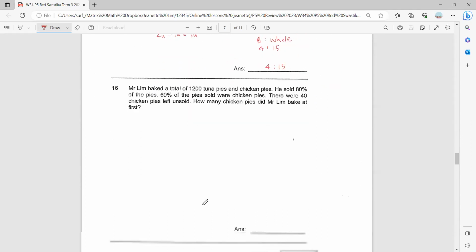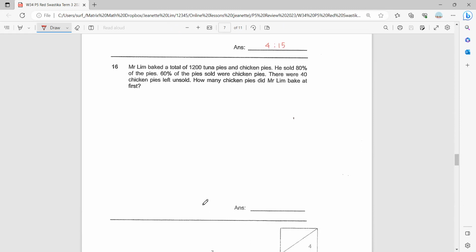Okay, question 16. Mr. Lim baked a total of 1,200 tuna pies and chicken pies. He sold 80% of the pies. 60% of the pies sold were chicken pies. There were 40 chicken pies left unsold. How many chicken pies did Mr. Lim bake at first? Okay, so the total is this. He sold 80% of the pies, so I can find how many pies were sold. Then out of those that sold, 60% of them were chicken pies. Okay, let's find all that first.